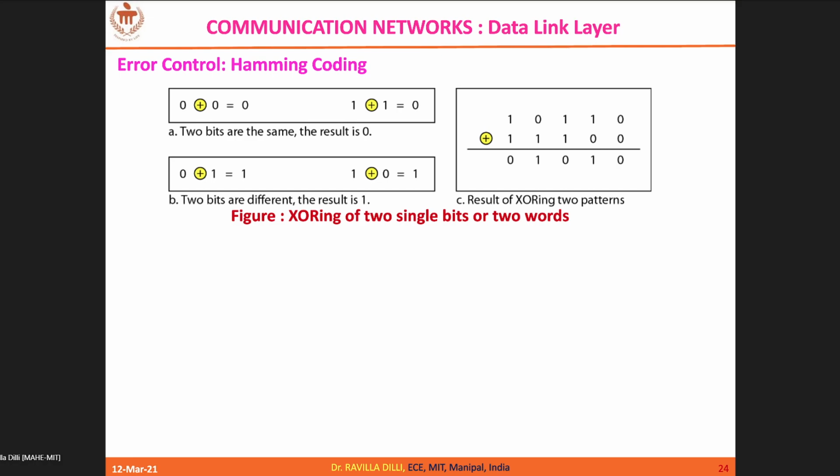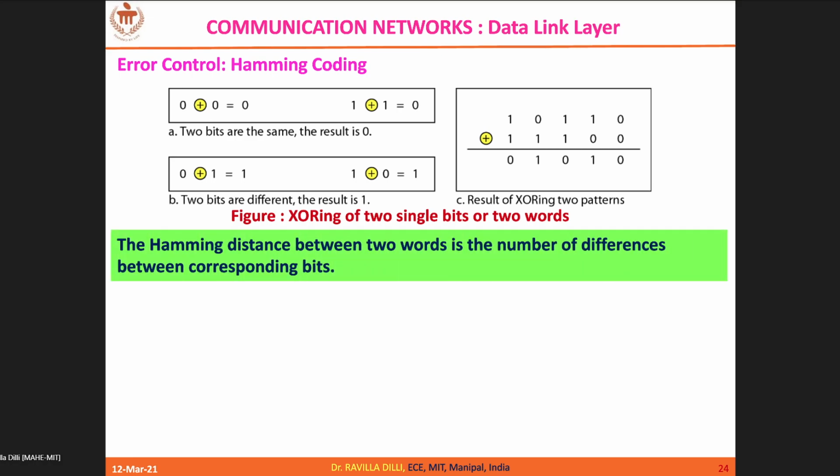So let us take two code words. In this example, I am taking 10110 and another one, 11100. So there are two words. I do the XOR operation, and after doing the XOR operation, I got 01010. The number of ones in the result indicates the Hamming distance. So for given two code words, when you do the XOR operation, the number of ones in the result is defined as Hamming distance.